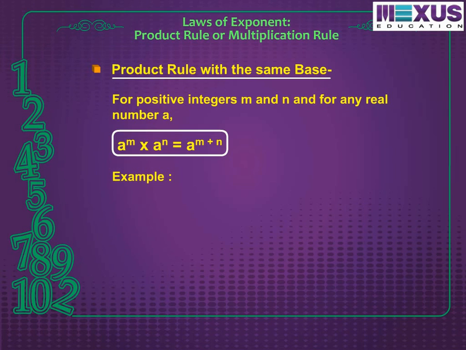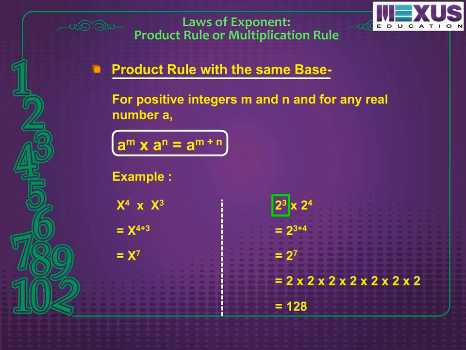For example, x raised to 4 multiplied by x raised to 3 is equal to x raised to 4 plus 3, equals x raised to 7. And 2 raised to 3 multiplied by 2 raised to 4 gives 2 raised to 3 plus 4, equals 2 raised to 7, equal to 2 multiplied by itself 7 times, equals 128.